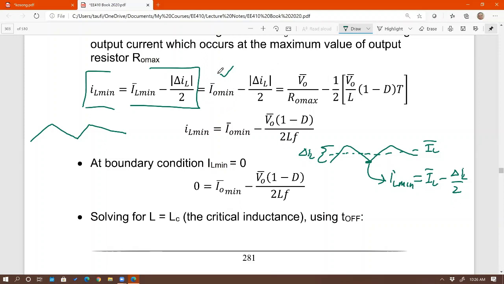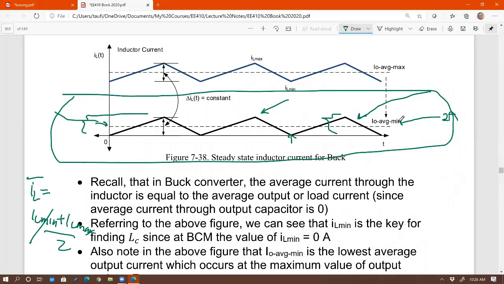Anybody still not clear about this one? I had a quick question. Right here, why is that IL average min and not just IL average? Because we're looking at boundary conduction mode. Isn't that the lowest IL average? Oh, okay. Yeah, that makes sense.